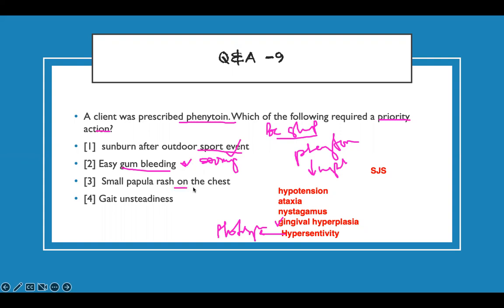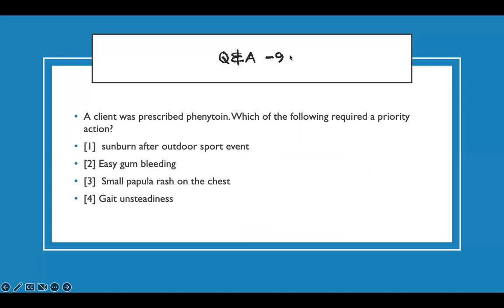Small purple rash on the chest. Yes, this is Stevens-Johnson syndrome. If you don't do anything about it, the rash goes all over their body and it goes into a B-sharp moment, which is sepsis. You see how B-sharp can be utilized there. They don't tell you, but I know this is infection. It can spread over the body, it can be sepsis and a B-sharp moment. I'm choosing you. Gait unsteadiness. There's nothing here that is a B-sharp, so I let B-sharp speak for itself. Therefore, this is expected. That's the ataxia, but it's not the B-sharp moment. So the answer is number 3.